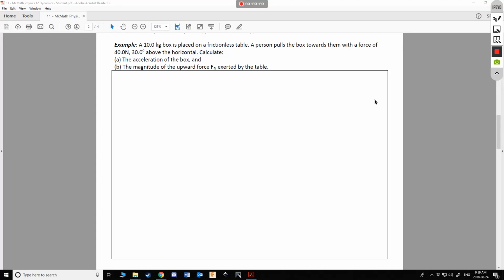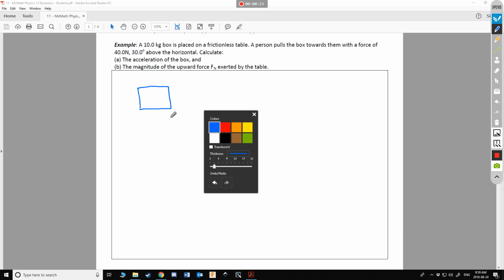So here's our second question. In grade 11, you always had forces acting left or right or up or down, but now we're looking at what happens when we have forces at angles. In this case, we have a 10 kilogram block placed on a surface. We're first going to look at what happens when it's frictionless, and then we'll see what happens on a table that does have friction. So we have some object on a surface.